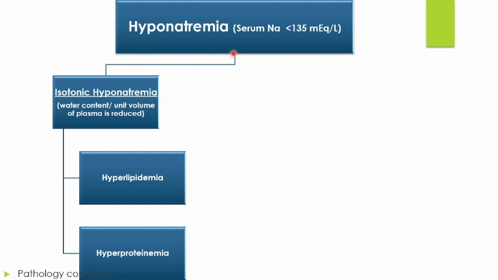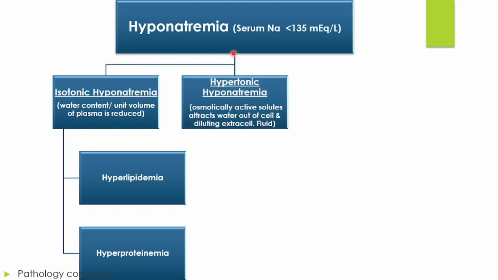In this situation, the sodium content of the serum is normal, but due to an abnormal increase in the lipid and the protein, which are constituents of the serum, it leads to hyponatremia. It is called isotonic hyponatremia. In this condition, the plasma sodium concentration per liter of plasma water is normal, but because of the reduction in the water content, the sodium concentration per liter of the plasma is reduced.